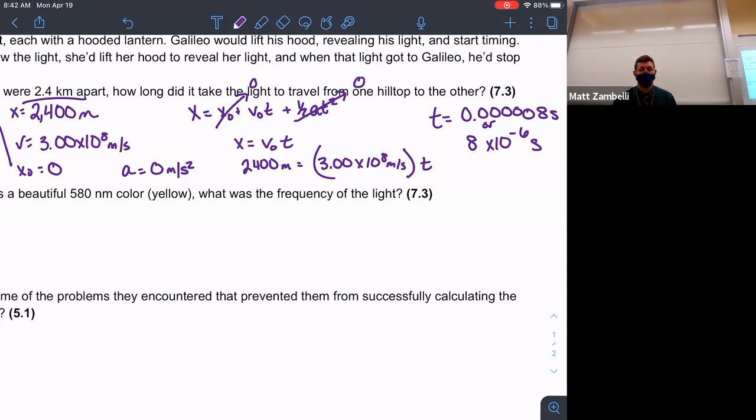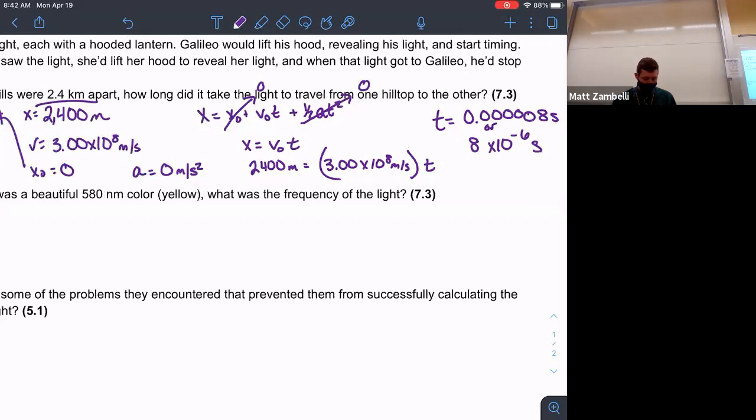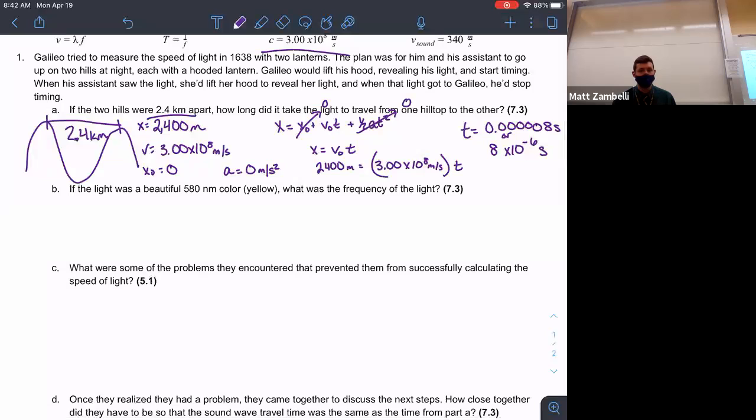Any questions on 1A? All right, then 1B, it says if the light was a beautiful 580 nanometer yellow light or yellow color, what was the frequency of that light?